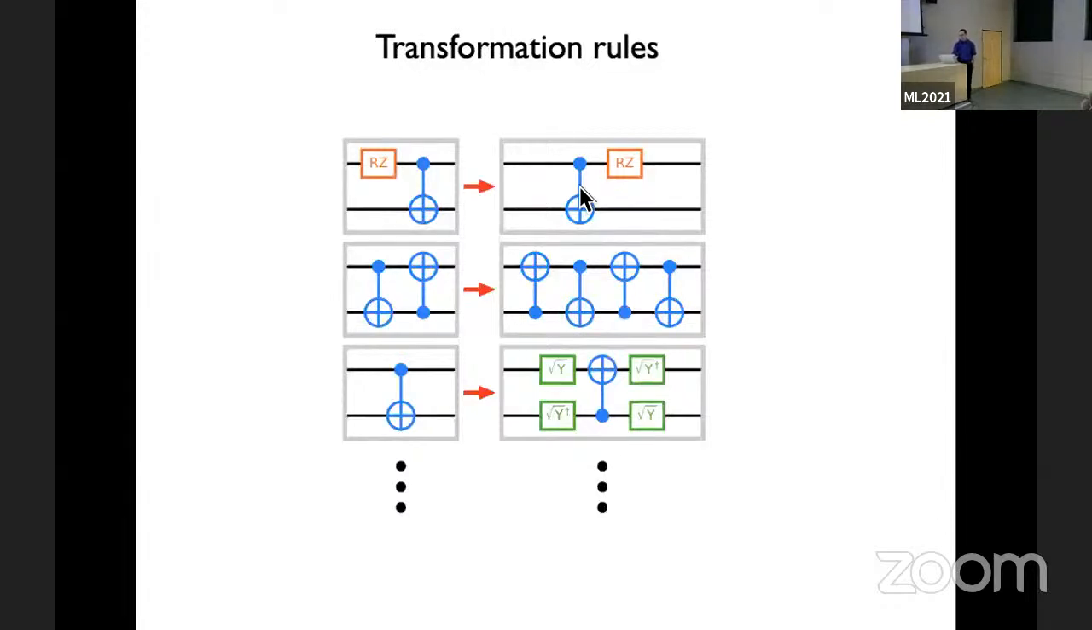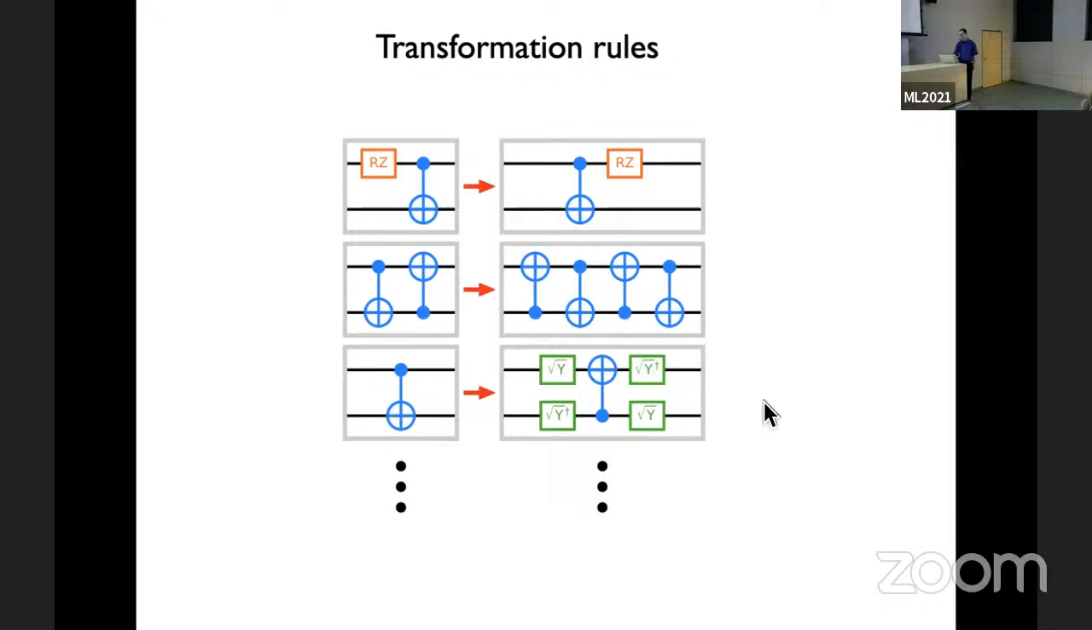Now, how would this work in more detail? We know there are certain transformation rules where maybe you move one gate from the left of another gate to the right of another gate, and you see, oh, this actually doesn't change anything, because if I rotate around the z-axis, the control qubit of a CNOT gate, I can do that before or after. That's fine, it's the same. You can say, take these two CNOTs and expand it into a larger sequence of CNOTs, or go the other way around, which is maybe more appropriate here, and so on.